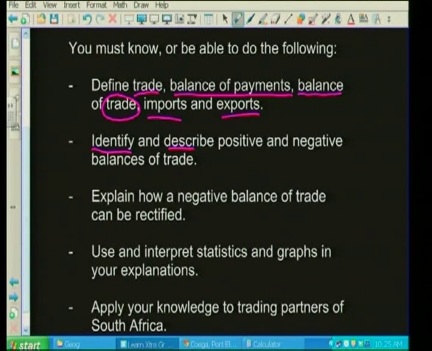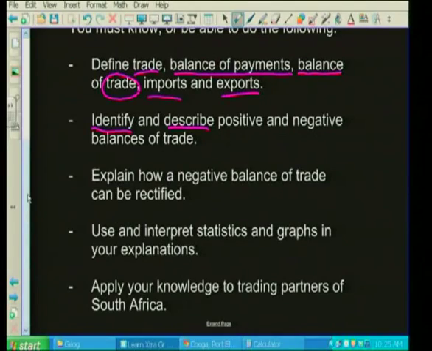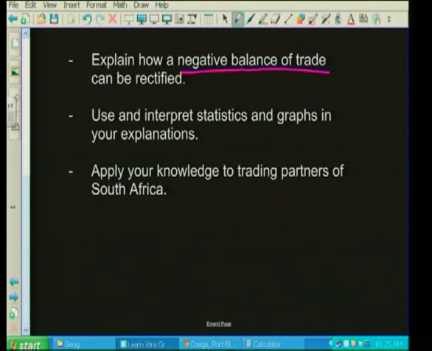Then secondly, you need to be able to identify and to describe the positive and the negative balances of trade. Sometimes when we're in a trade surplus, it's good for the country because we earn more money. Other times when we're in a trade deficit, some years we actually import more than we export, and then we'll have a negative balance of trade. But we'll talk about that at a later stage. Then we also have to be able to explain how the negative balance of trade can be rectified or improved in a scenario where we are obviously paying out more money than we're earning, compared to the imports versus the exports.